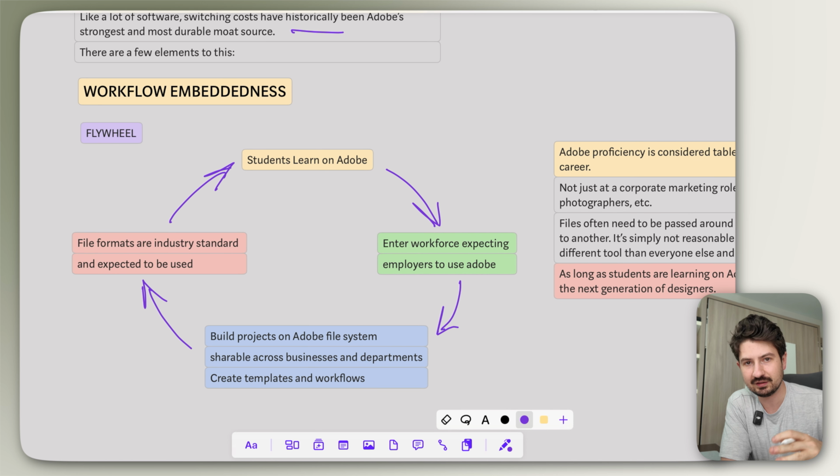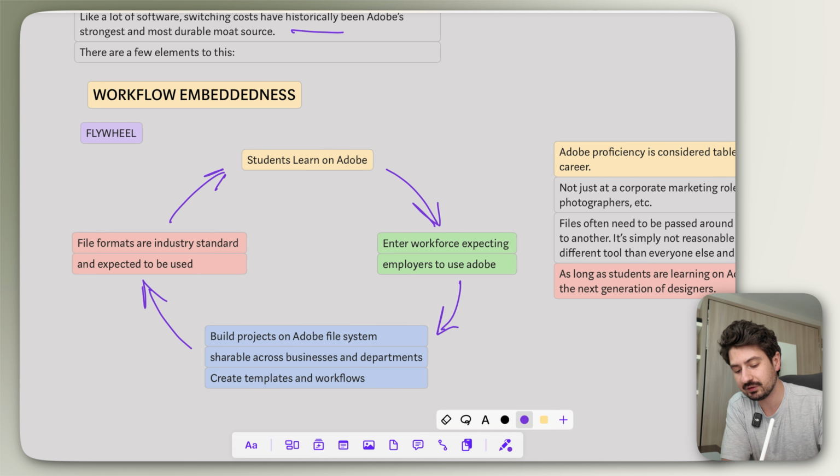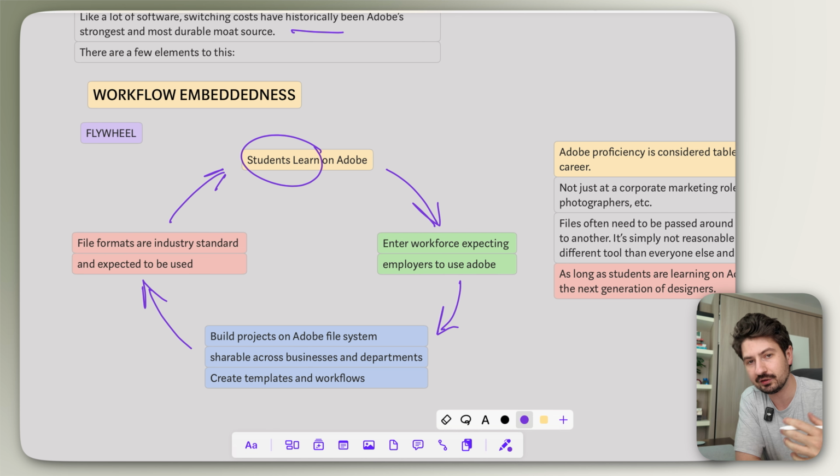So we looked at this in one of the previous videos, but I think it's worth coming back to here. And that is the workflow embeddedness that comes from Adobe's flywheel. So really what happens is that in creative professions, students learn the trade on Adobe software.